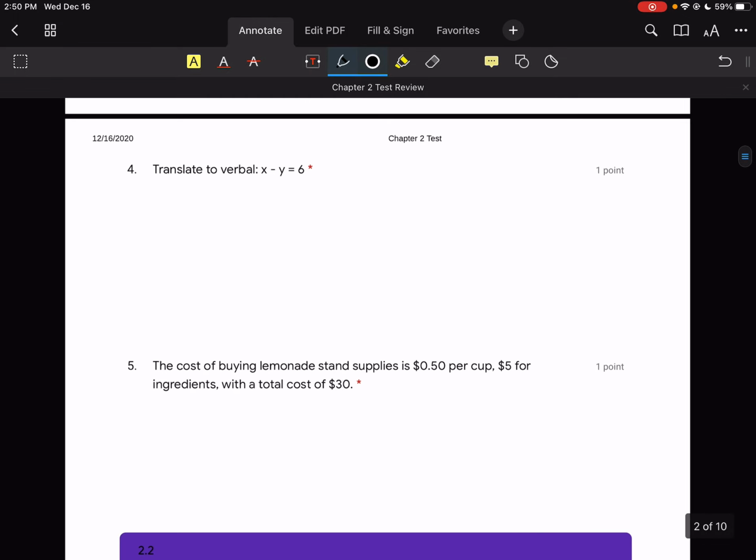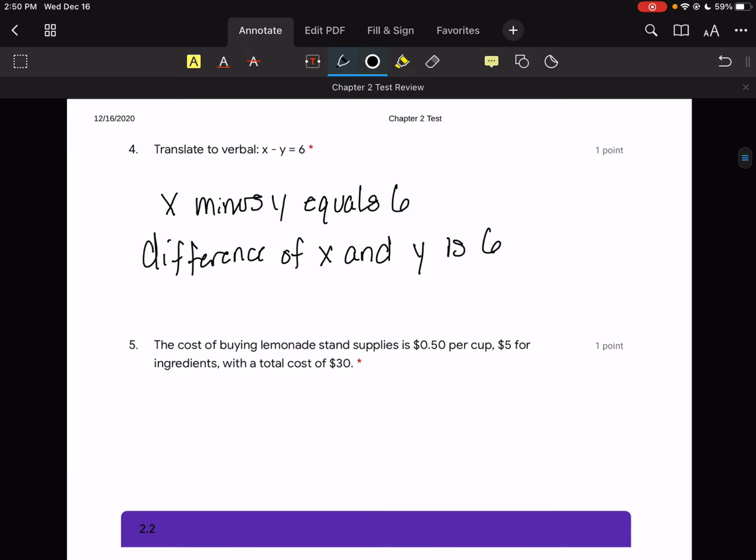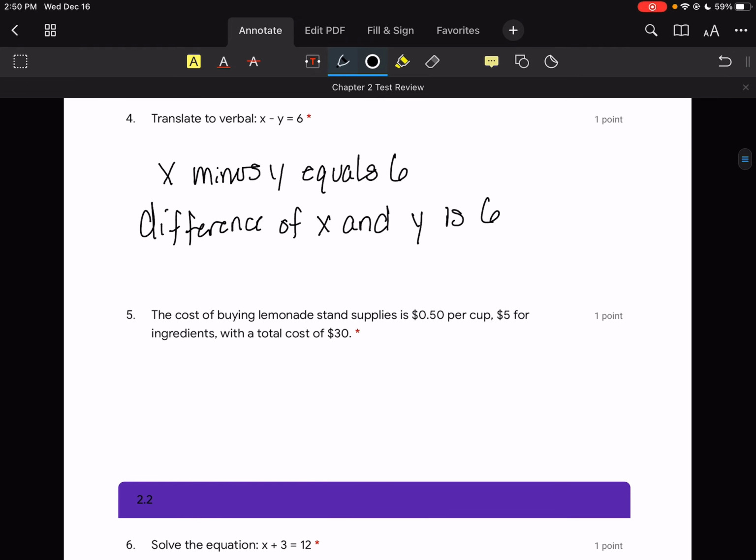Translate to verbal. So instead of writing it from words to algebraic, now we're going the other way. So if I'm translating this to a verbal expression, I'm going to say something like x minus y equals 6. You could say the difference of x and y is 6. Anything like that works. So there's 2 different options for you.